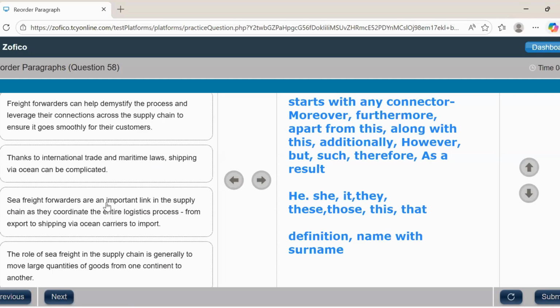Sea freight forwarders are an important link in the supply chain as they coordinate the entire logistic process from export to shipping. Yeah, this can be. Role of sea freight in supply chain is generally to move large quantities of goods from one continent to another. Now see, here a definition is given of what is sea freight and what is its role. It seems a definition, so most probably this can be the first one. Let me erase this.